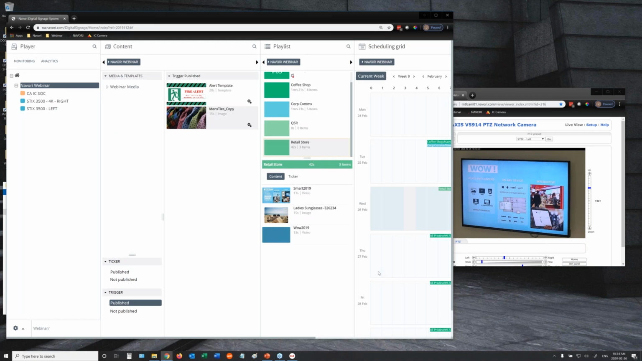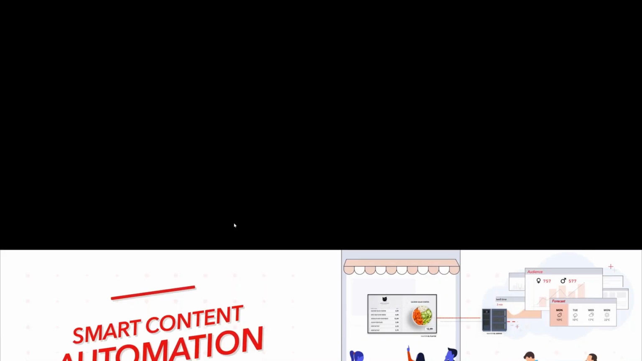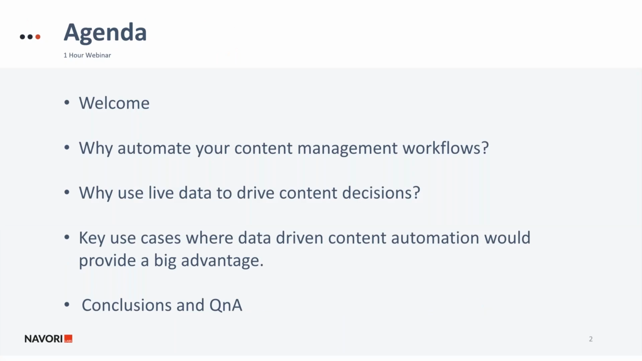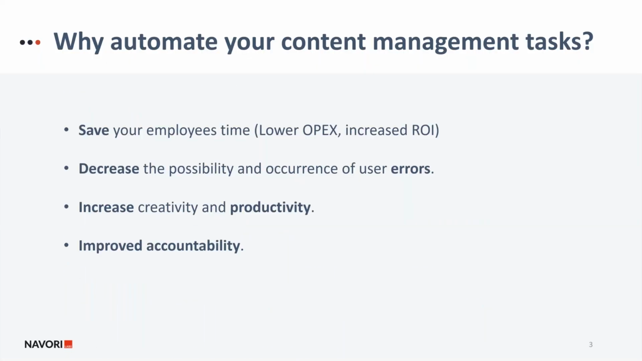Okay, so if we try for a second just to review some of these points that we covered very briefly from the PowerPoint, hopefully you're starting to get a sense of what exactly I had in mind when I jotted these down. Now that you've seen the example, hopefully you can tell that using scenarios like this is going to save employees time. It is going to decrease the possibility and occurrence of user errors. It will give your users this extra time that they're gaining.